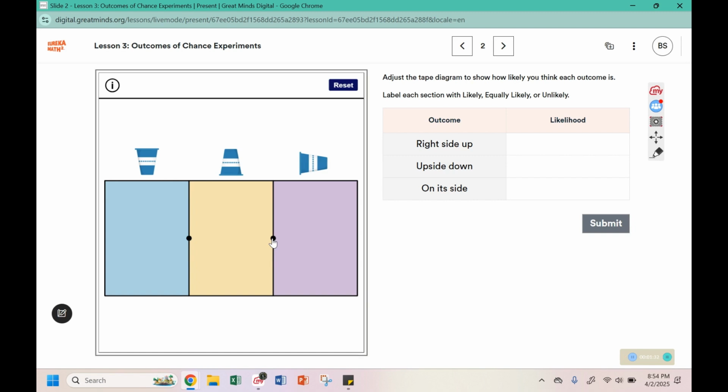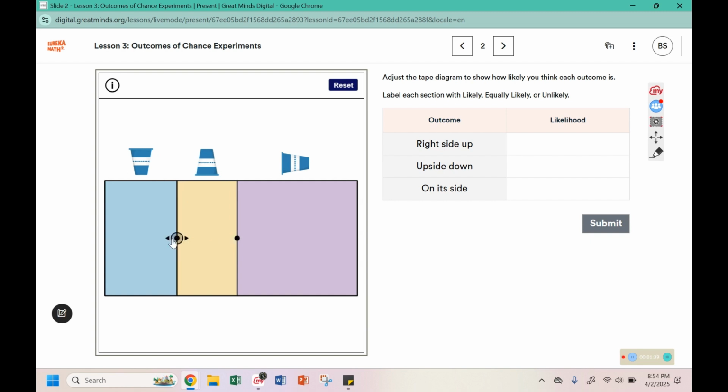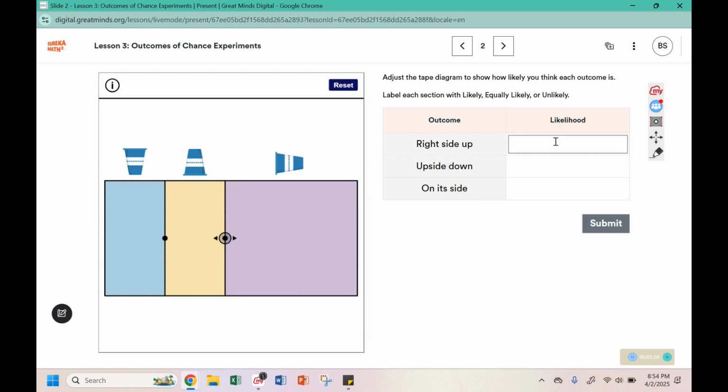I think that it'll land on its side more than it'll land on its top or bottom, but I think those two are pretty equally likely. So the right side up, I think, is unlikely. Upside down, I think, is unlikely. And on its side is likely. But I think these two are similar to each other.